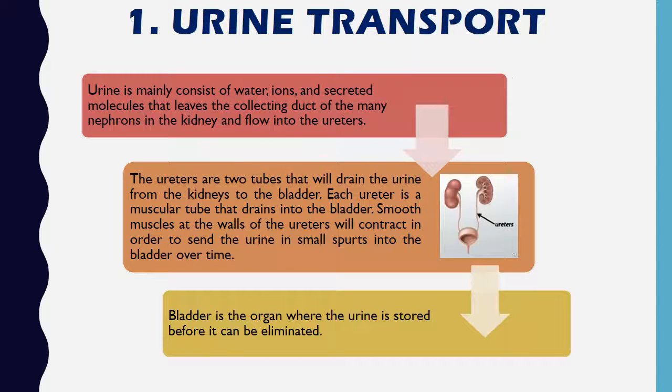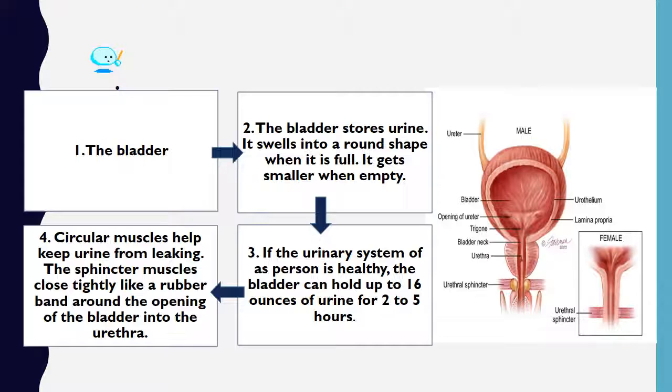Next, urine transport. Urine mainly consists of water, ions, and secreted molecules that leave the collecting duct of the many nephrons in the kidney and flow into the ureters. The ureters are two tubes that drain the urine from the kidneys to the bladder. Each ureter is a muscular tube that drains into the bladder. Smooth muscle in the walls of the ureter contracts in order to send the urine in small spurts into the bladder over time. The bladder is the organ where the urine is stored before it is eliminated.